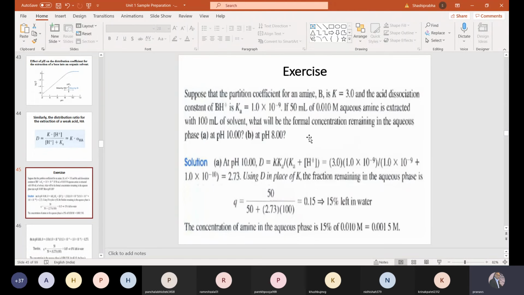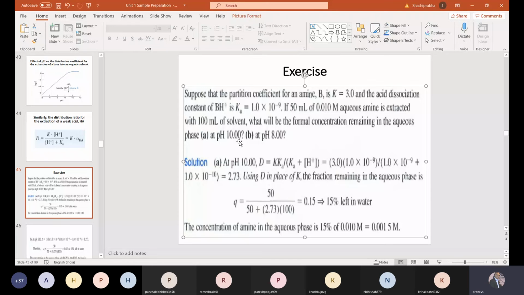Now what it tells us is this. At pH 10, solution part A, D is equal to, we know this expression we have just seen, K into K divided by K plus H plus. So if we substitute this into this expression, K is 3, the partition coefficient under neutral conditions. Ka is 1 into 10 to the power minus 9, which is already given here. Then we have H plus. Since it is pH 10, the H plus would be 10 to the power minus 10.